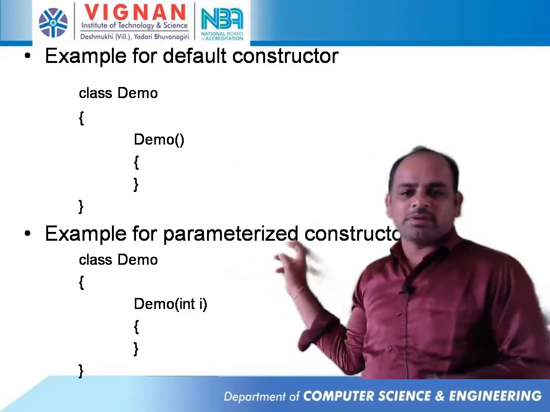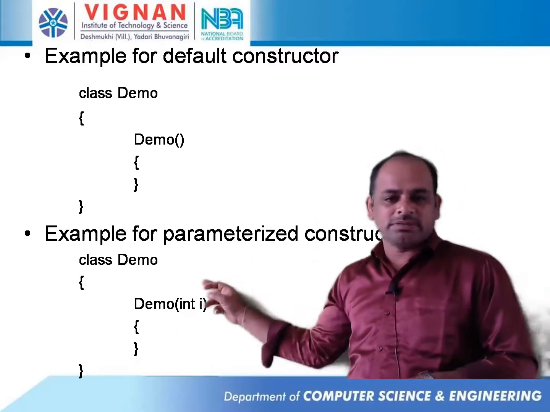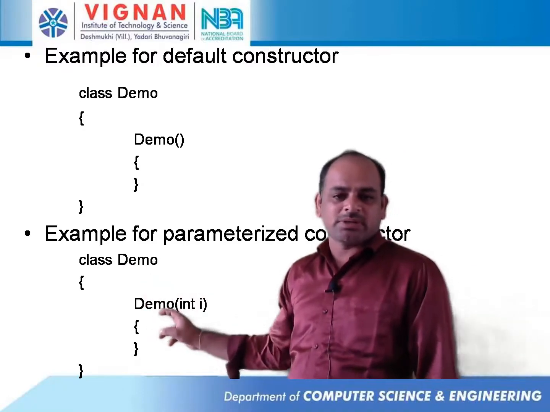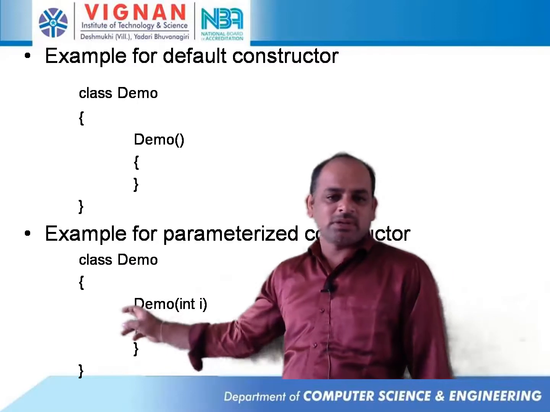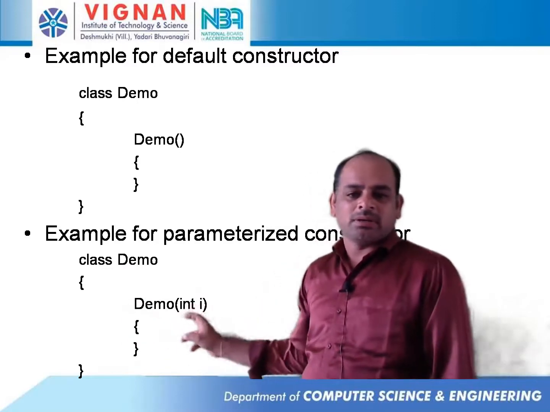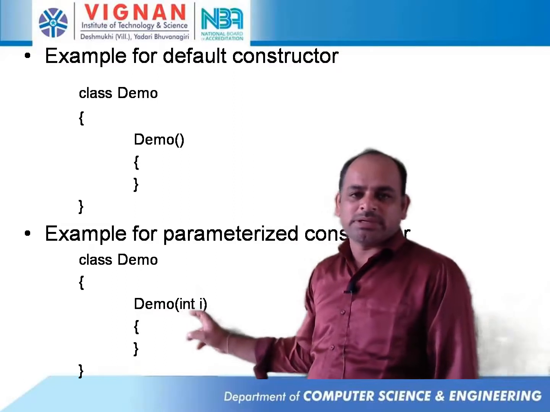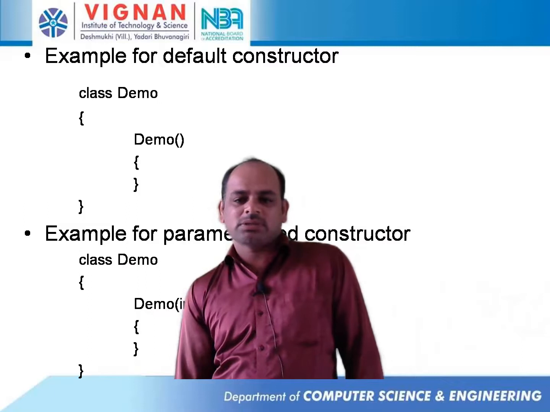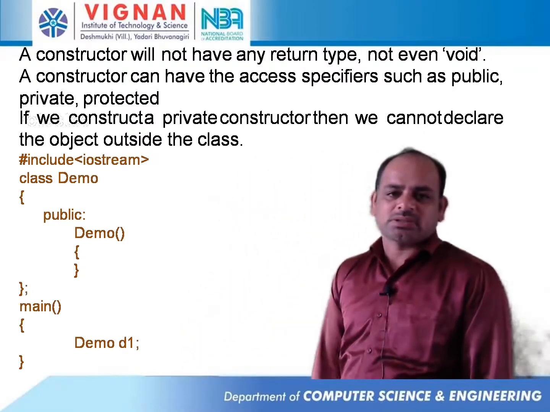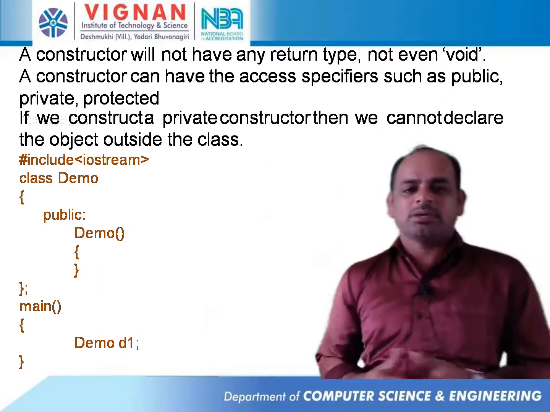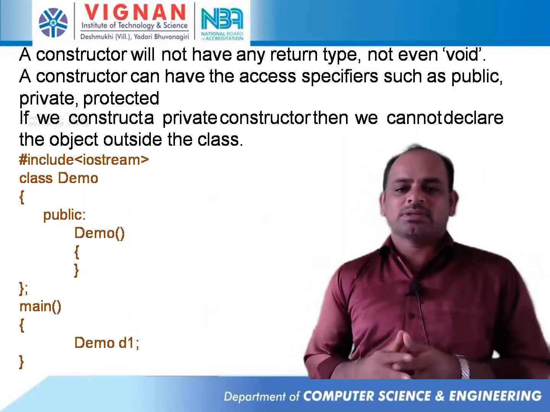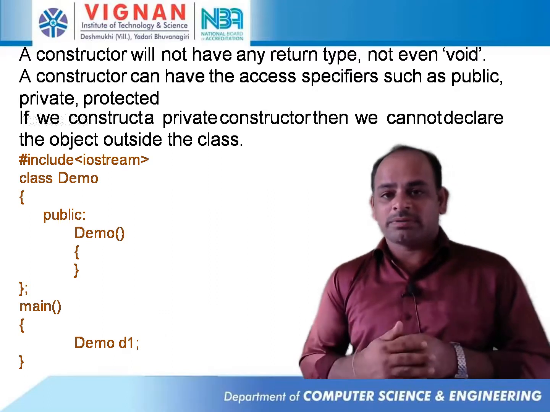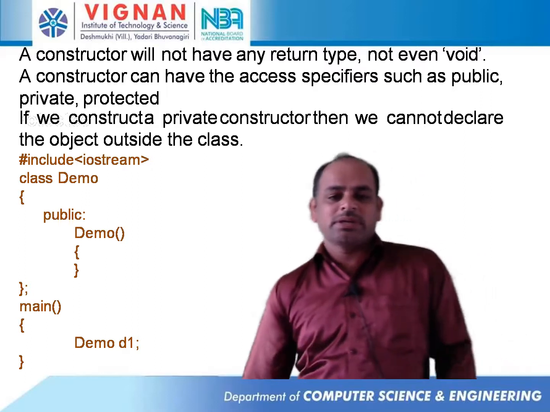And this is one example of a parameterized constructor. Here the class is defined, and it is a constructor because its name is the same as the class name, and it is not having any return type, and it has only one parameter, an integer type parameter. So this is a parameterized constructor, and a constructor will not have any return type. As I already told you, every constructor doesn't have any return type, and constructors are called automatically when an object of that particular class is created.